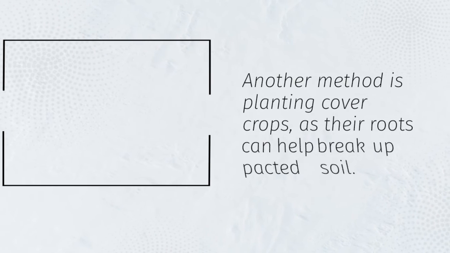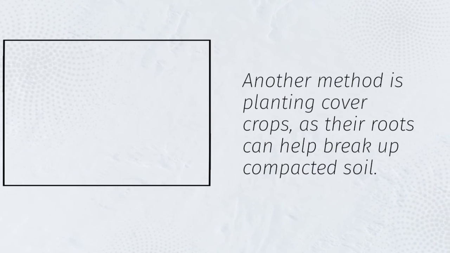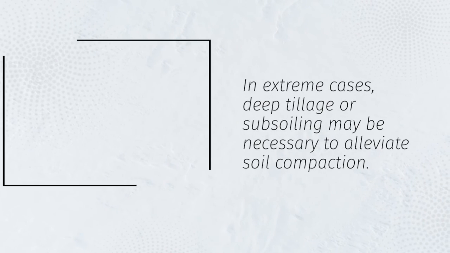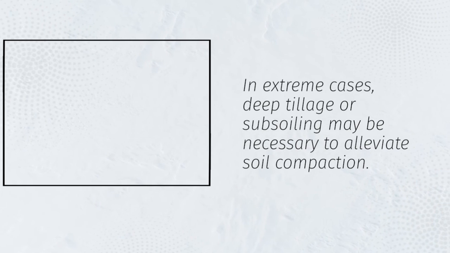Another method is planting cover crops, as their roots can help break up compacted soil. In extreme cases, deep tillage or subsoiling may be necessary to alleviate soil compaction.